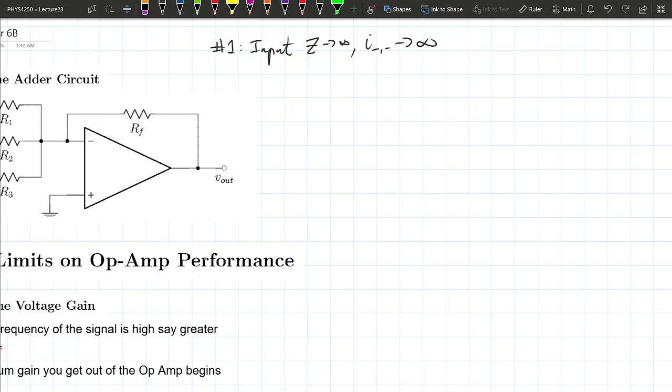You can either think about the input impedance being infinity, or that the inputs don't draw current at all. Okay? Anyone else for rule number 2? Right. It'll try to make it so that the plus and minus inputs, or more accurately, the inverting and non-inverting inputs, have the same voltage.